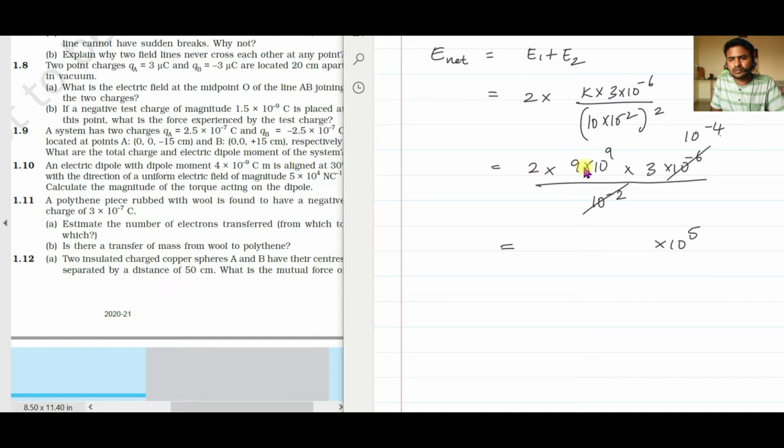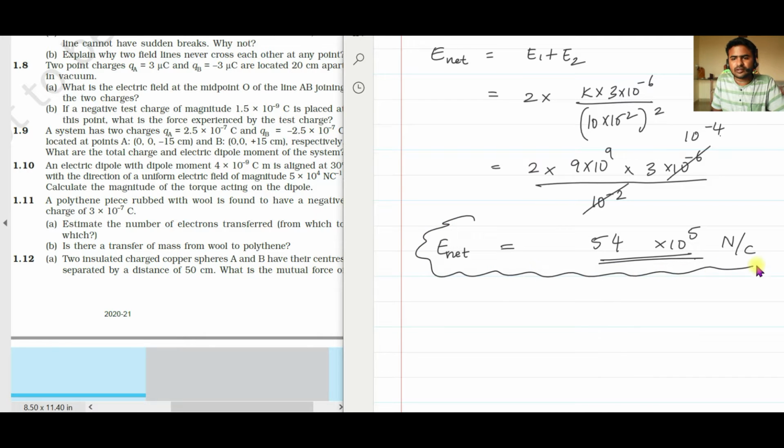2 into 9 into 3. So 3 into 2 is 6, 6 nines are 54, so 54 into 10 to the power of 5 Newton per Coulomb, which is the unit of electric field. So the net electrical field at the center is 54 into 10 to the power of 5 Newton per Coulomb. So that is your answer. Okay. All right. Fine. So what is the next part of the question?